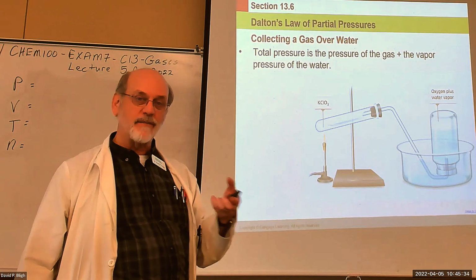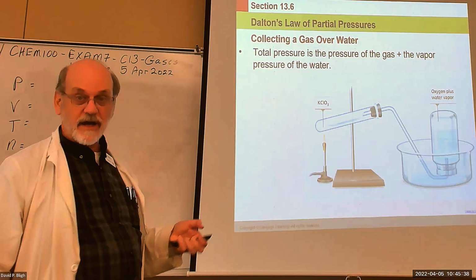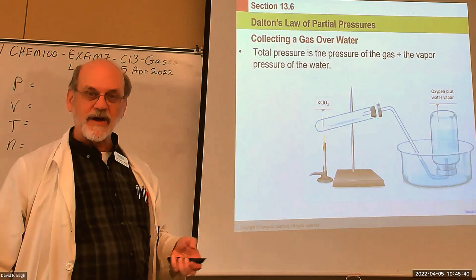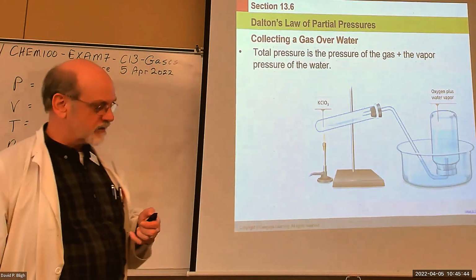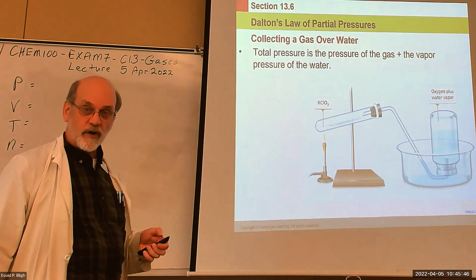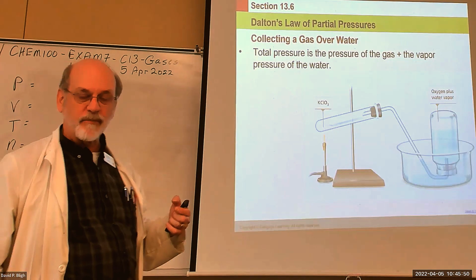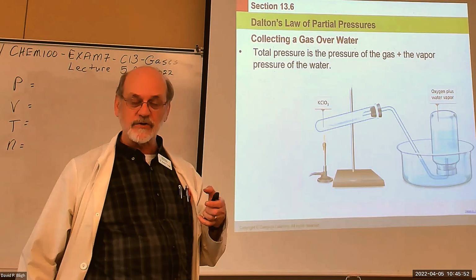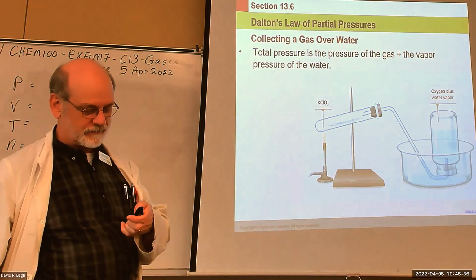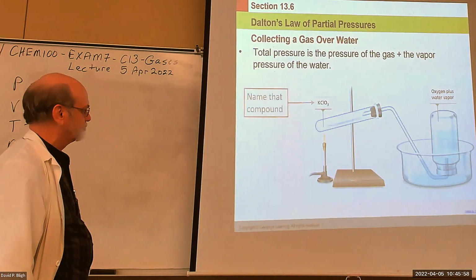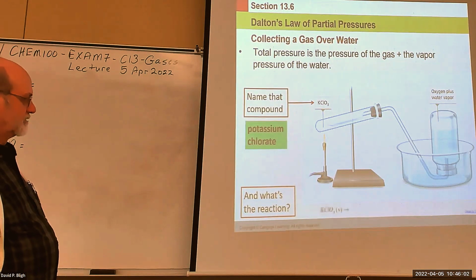So now you have a combination. The gas in here is not pure oxygen. It's got water vapor in it too. So how do you separate the two? Dalton's law of partial pressures. You know the total pressure, and you know what the vapor pressure of water is at a given temperature. Subtract that from the total, you have your pressure of oxygen. And that's the short version.